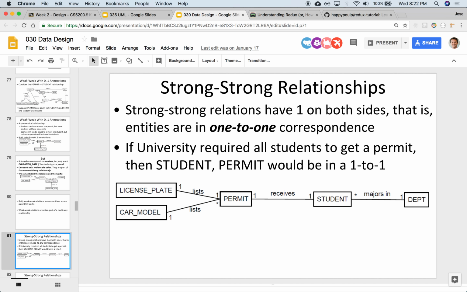Let's see, university student. You might be required to have a permit regardless, and so you would have a one-to-one. You're already given a permit at the beginning of the year. You actually even paid for it, and whether you use it or not, that's your business. But you're given a permit at the beginning of the year.